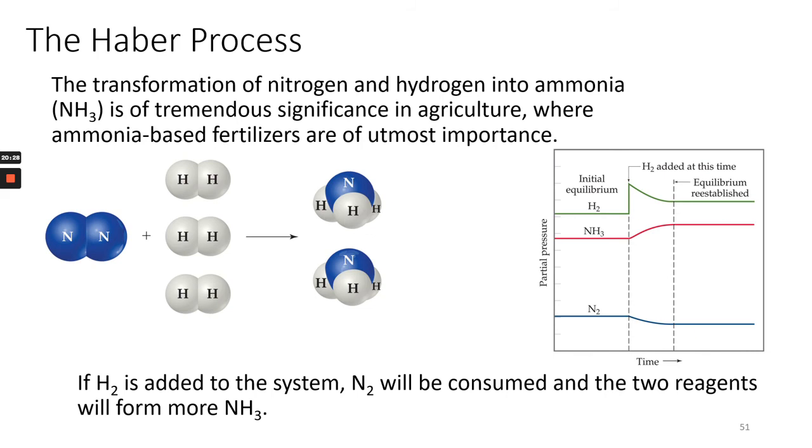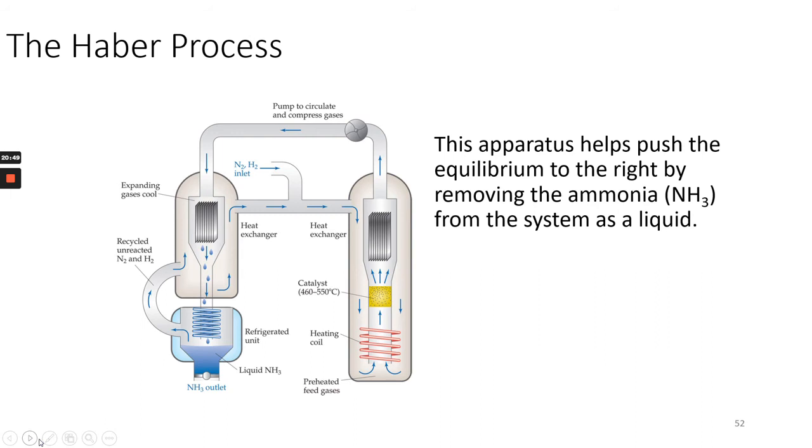Okay, so if hydrogen is added to the system that we show here, it disturbs it, it stresses it, and now more nitrogen will be consumed, and the other two reactants will form your NH3. So when they make this, they establish their equilibrium. And this is the apparatus that they use to make ammonia. So this apparatus helps push the equilibrium to the right.